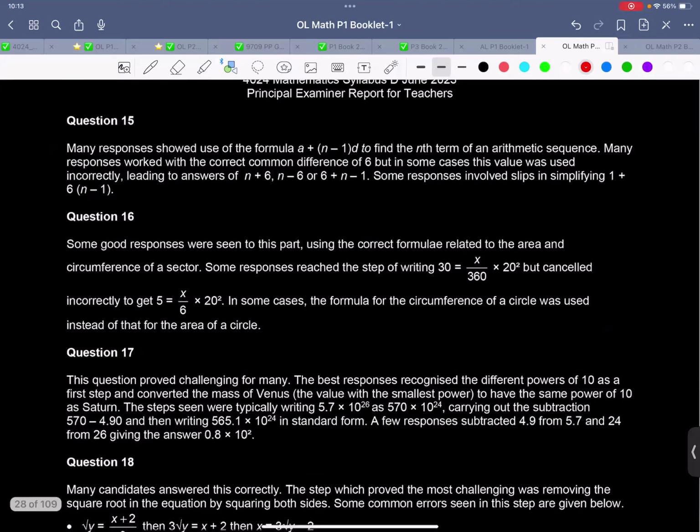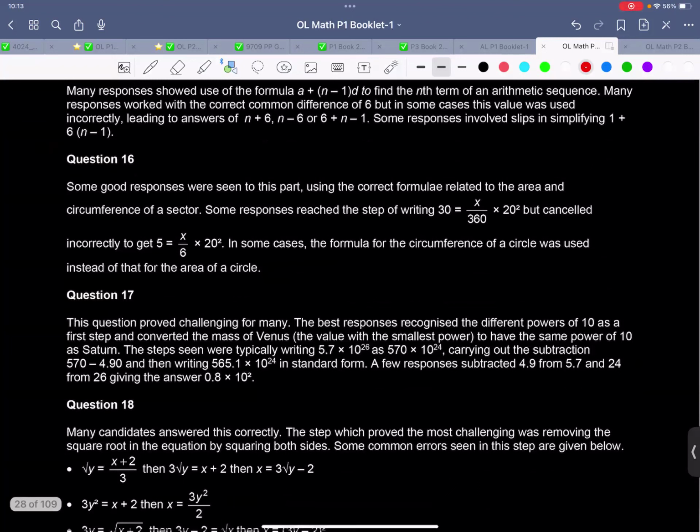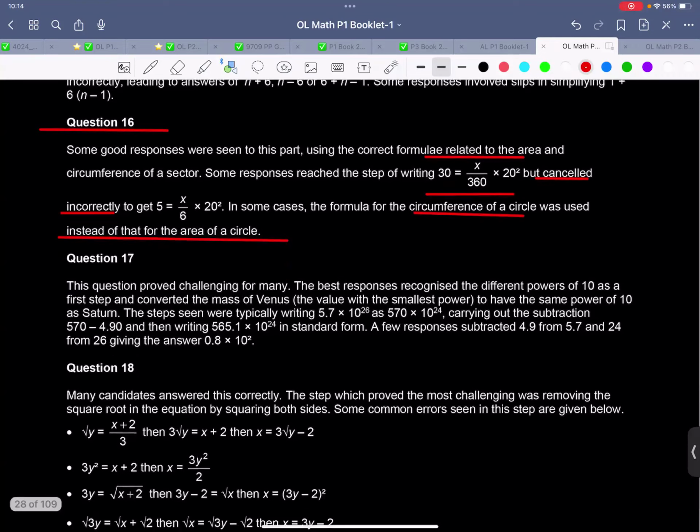Something like that, the circle question, the sector. Some good responses were seen, using the correct formulae for the area of a sector and circumference. Some people wrote this, but they cancelled incorrectly. The formula for the circumference of a circle was used instead of that for area. So be very, very careful what you're doing.